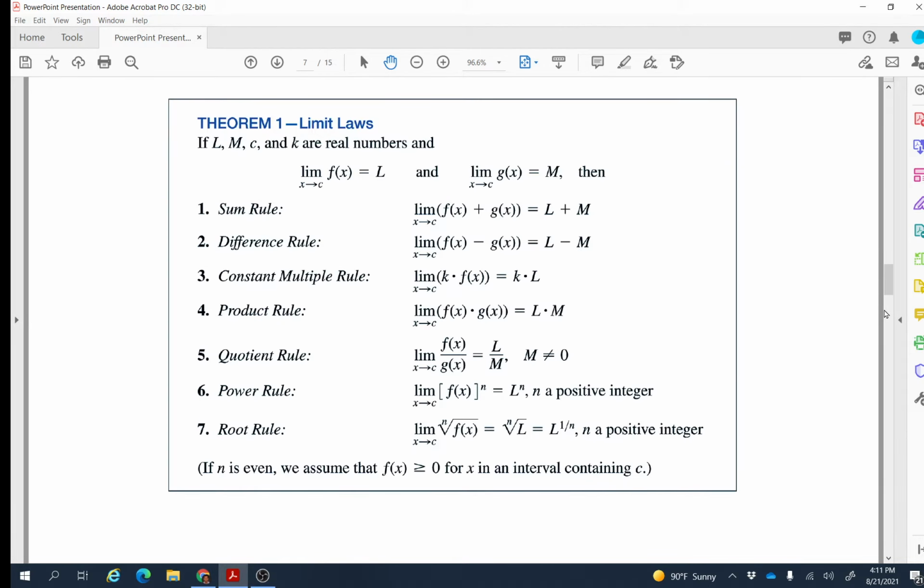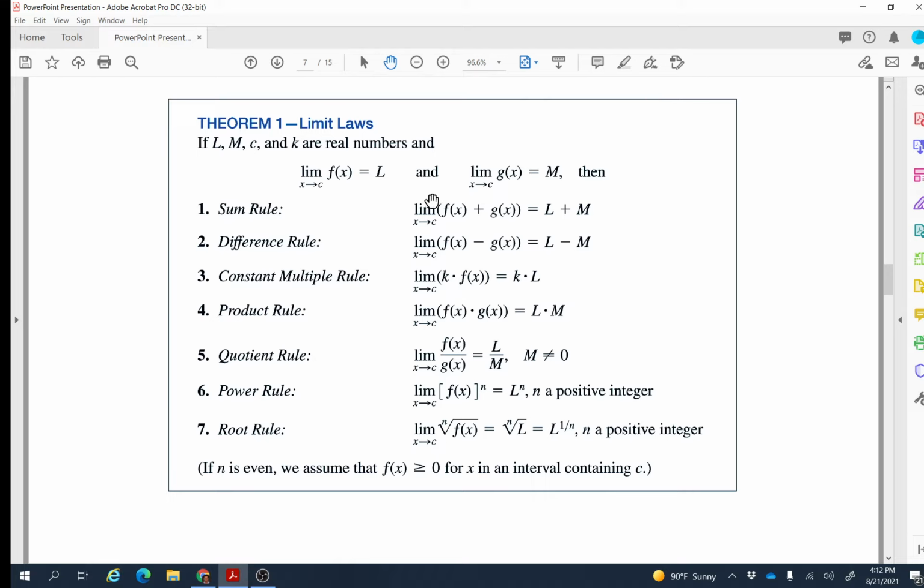There are some laws we need to understand. So, limit laws: if L, M, C, and K are real numbers, and L is the limit of the function f of x when x approaches C, and capital M is the limit of the function g of x when x approaches C, then these are the rules we can apply.